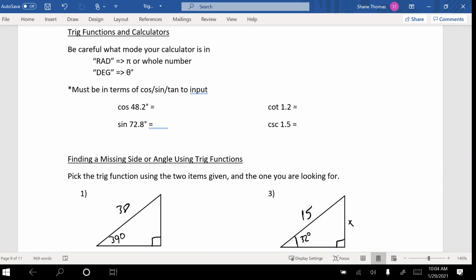All good there? Go ahead, just type in cosine of 48.2. The cosine button is 2 above the 8. Go to 8, go up 2. Hit cosine 48.2 equals, what do you get? 0.666. Everybody get that on your calculator? Yes? All right, try the sine of 72.8.